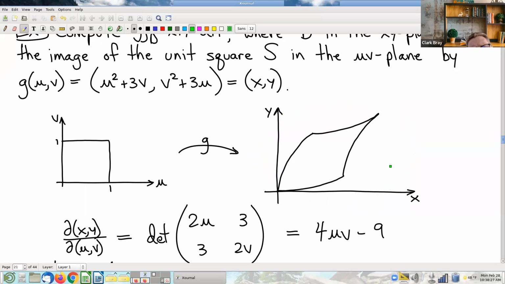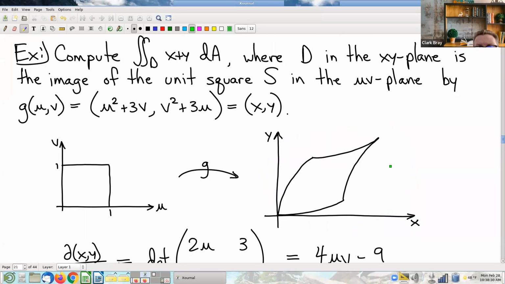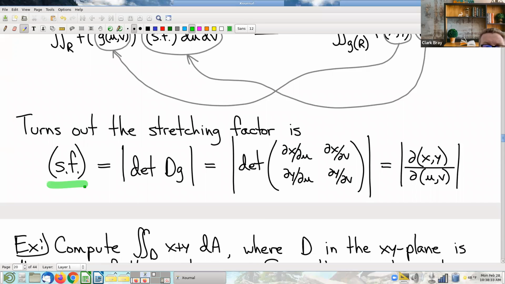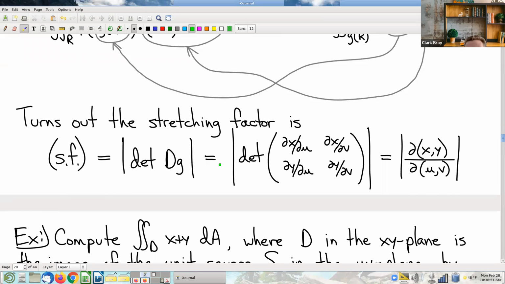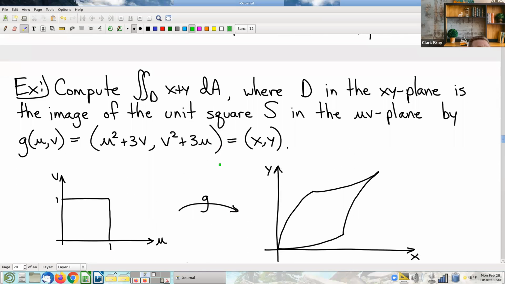Okay, so we've got our stretching factor. Wait, slow down. Do we? Don't forget, the stretching factor is not just the determinant. The stretching factor is the absolute value of the determinant. That is important, so we need to worry about that absolute value. And this is not one of those situations where you can just drop it at some point. You've got to have the absolute value, otherwise the work is going to be wrong.